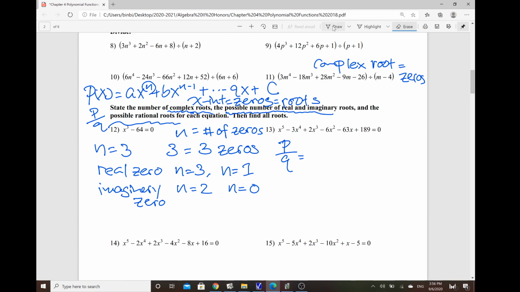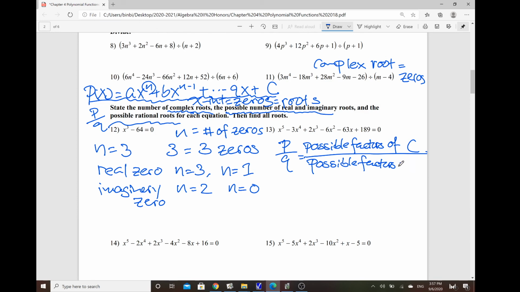Or we can say that it's the possible factors of the constant term. See that, the general equation for the polynomial? So the value of p is the possible factors of the constant term. And guess what? The value of q is the possible factors of the leading coefficient of the polynomial. Okay, so here, for a we do have 1, and for c we do have negative 64. So compare that, negative 64 over 1. And then we need to list all the possible factors for this.